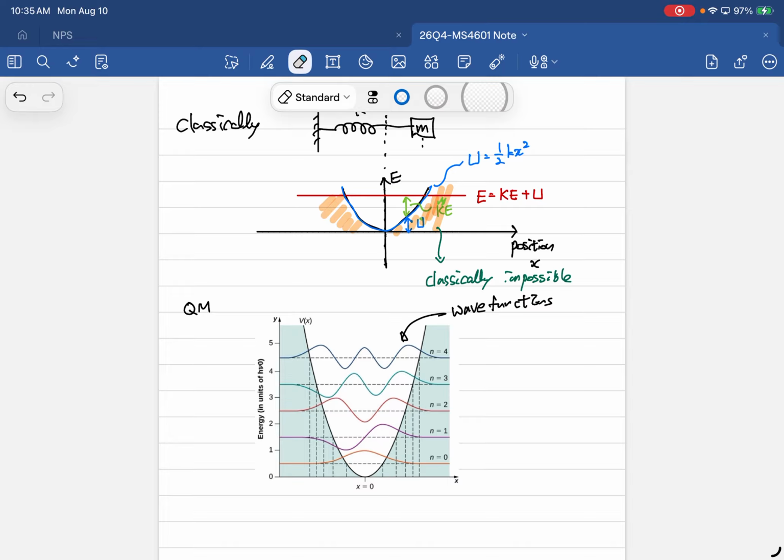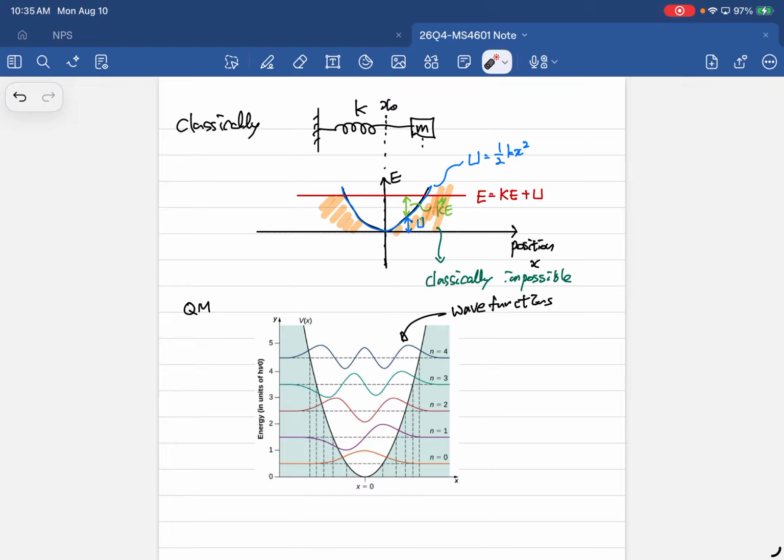What does it mean? In the quantum mechanical approach, in this highlighted regime, you may be able to find this mass outside of this parabola. Does that make sense? It's like the tunneling idea, right? Classically, you cannot go above or beyond this parabola shape, but quantum mechanically there is a non-zero value, meaning that there is still a chance that you can find this mass outside of this parabola shape. Does it make sense?